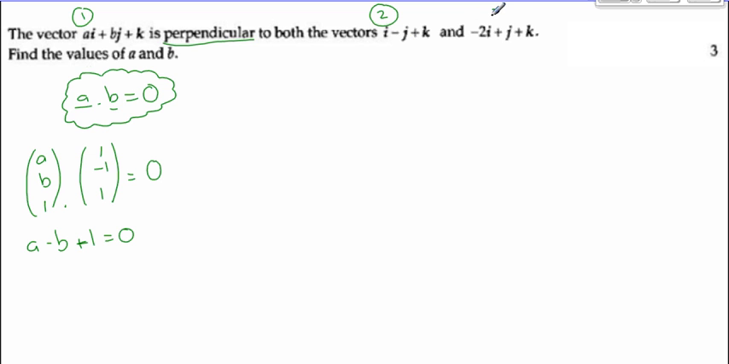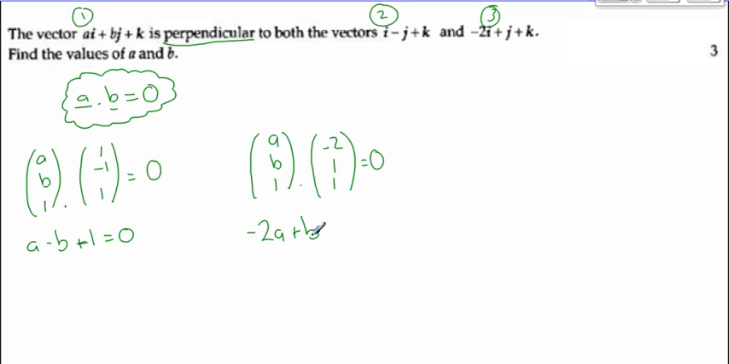The same idea here, vectors 1 and 3 are also perpendicular, because we know this is perpendicular to them both. So same again, (a, b, 1) dot (-2, 1, 1) is equal to 0. So that means -2a plus b plus 1 is equal to 0. So there's your two equations that you need in order to solve these for a and b simultaneously. There's several different ways you can do that. I'm going to do it the classic National 5 way.